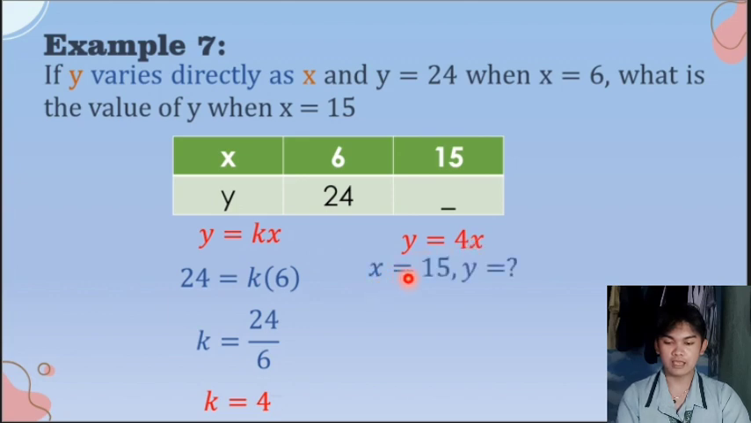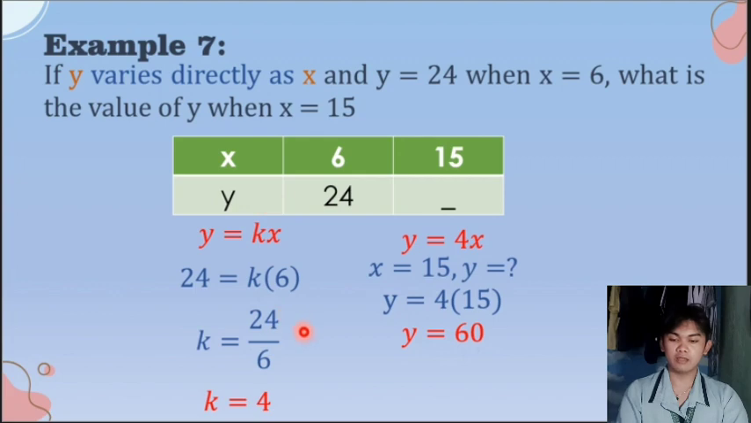So x is equal to 15 and we have to find the value of y when x is equal to 15. So substitute the value for x in this equation. So y is equal to 4 times 15. So y is equal to 60. So when our x is equal to 15, our value for y is 60.